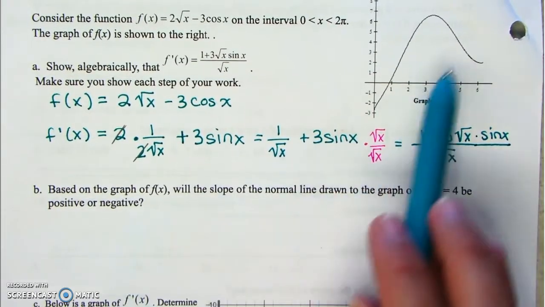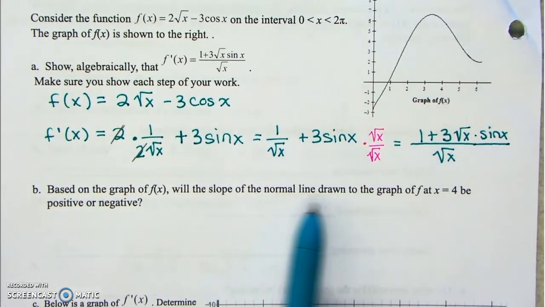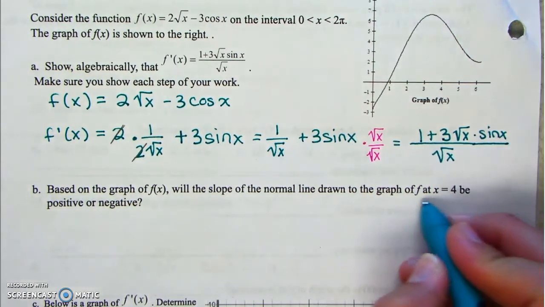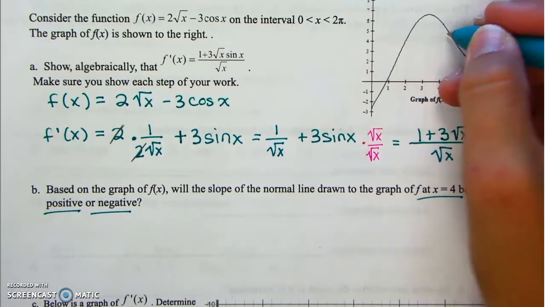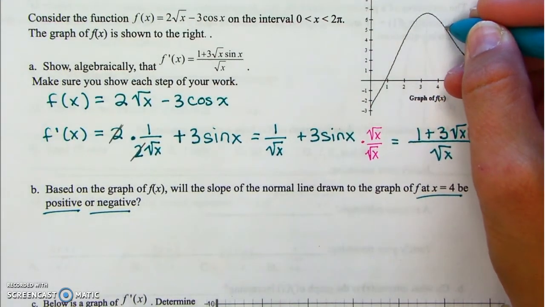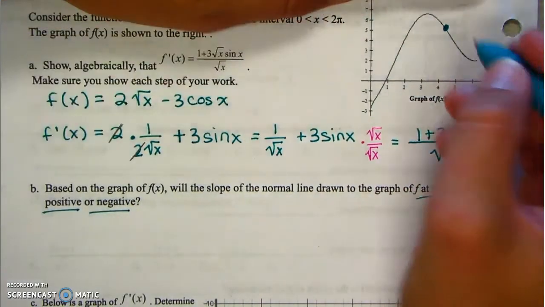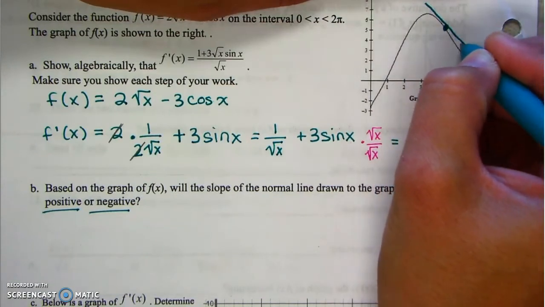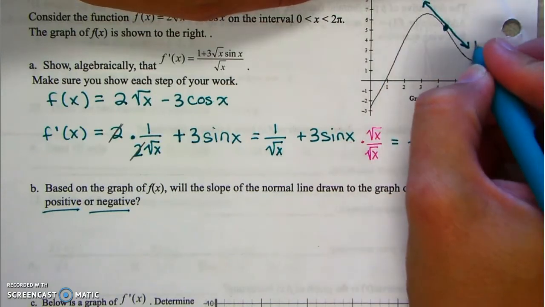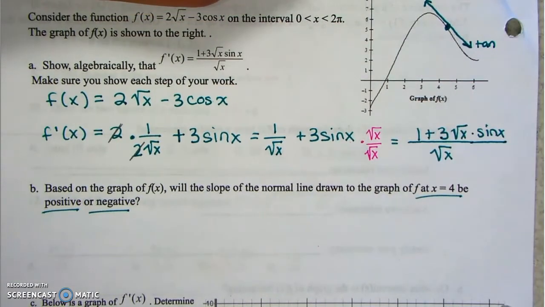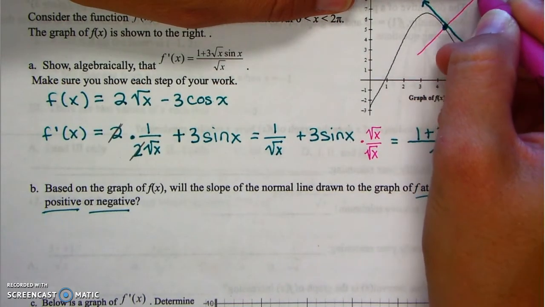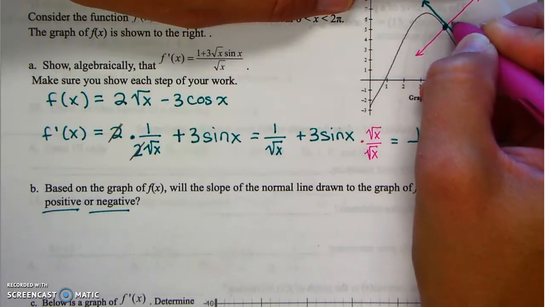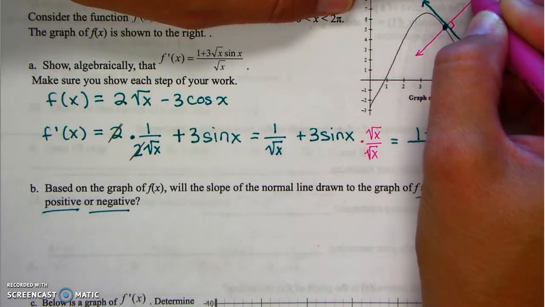Based on the graph of f, will the slope of the normal line drawn to the graph of f at x equals 4 be positive or negative? Well, let's go to 4. And before I get to the normal line, I need to draw the tangent line. So here's the tangent line, tan. And the normal line is perpendicular. So try and draw a perpendicular line here, 90 degrees, yeah. And I'm going to label it normal.